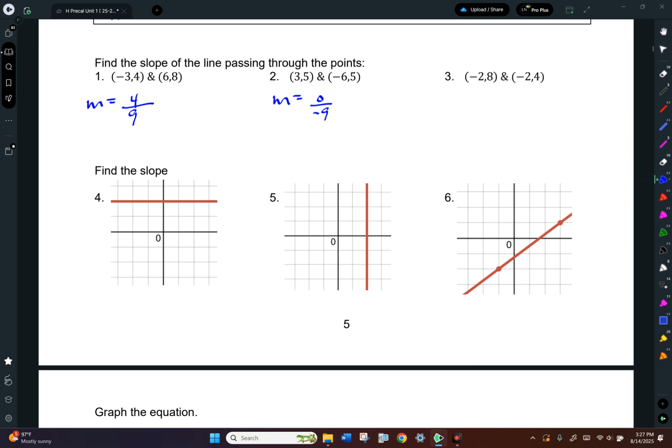And you all realize it doesn't matter if you do the second point minus the first point, or if you do the first point minus the second point, as long as you do the y's in the same order you do the x's.